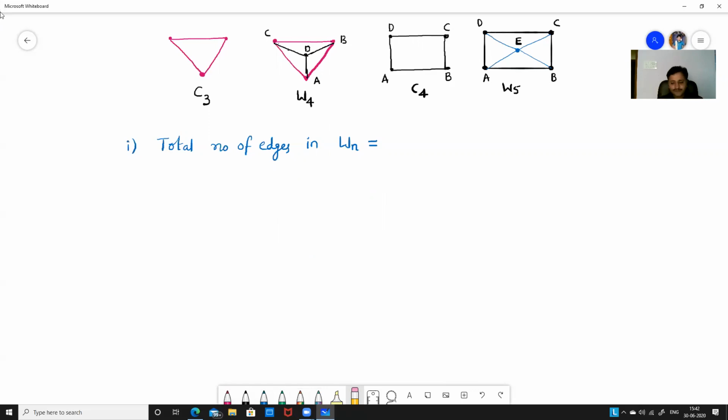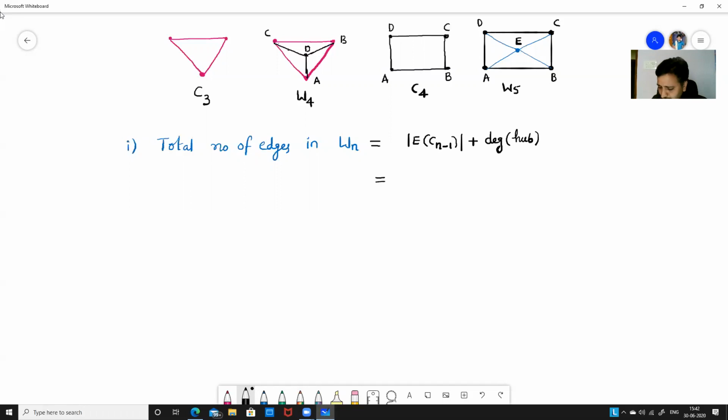I want to explain in a simple way. Total number of edges in Wn is equal to the number of edges in Cn minus 1 plus the degree of the hub. Is it correct or not?